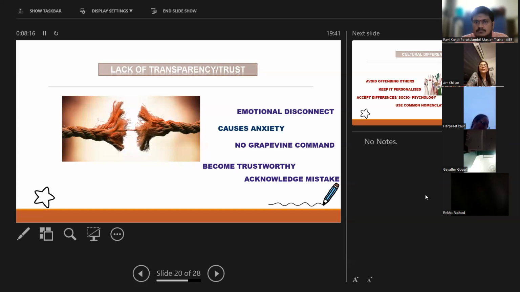Then we need to have trust. We have to become trustworthy if we want other people to understand what we wish to say. And there is no harm in acknowledging a mistake. Believe me, there is no harm in acknowledging a mistake if you want to become trustworthy, if you want to inculcate trust in someone and bring transparency in the communication. Next.